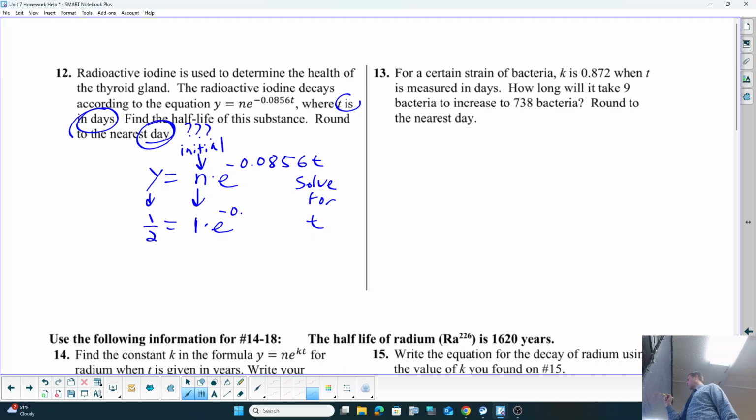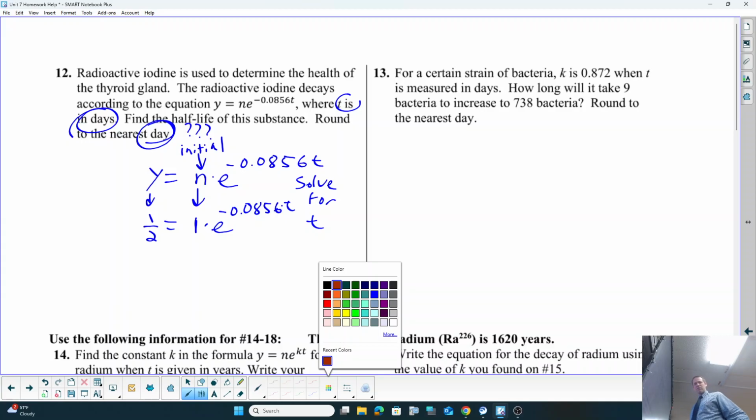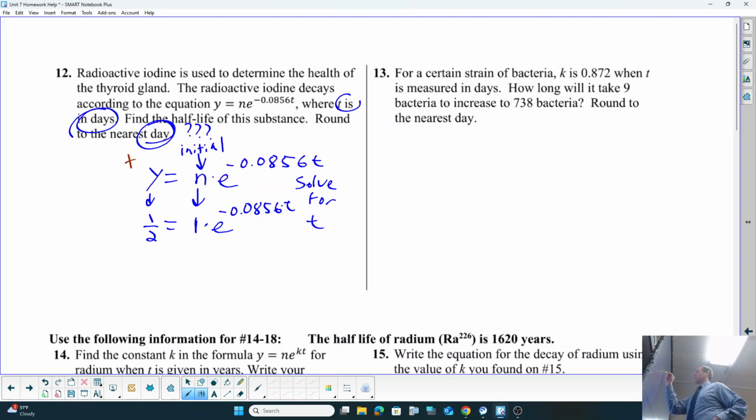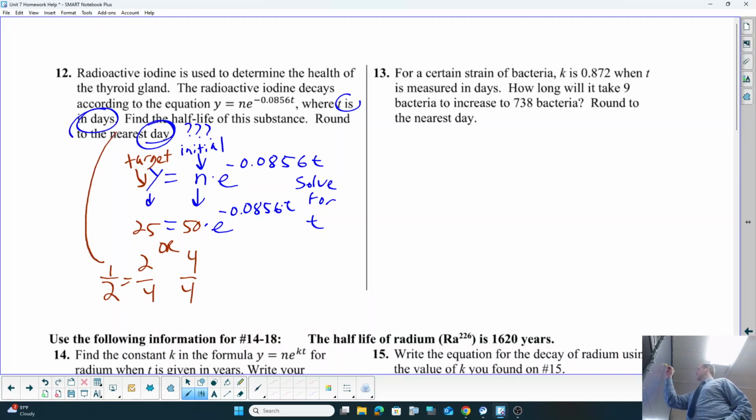So here's our setup. Pause me now. Sometimes that's the hardest part. What do you do next? 1 is your initial, and half of that, the half-life, is our target. You could have chosen 50, and this would be 25. Or this could be 4, and this would be 2. As long as when you divide it over, you get a half, because that represents half-life.